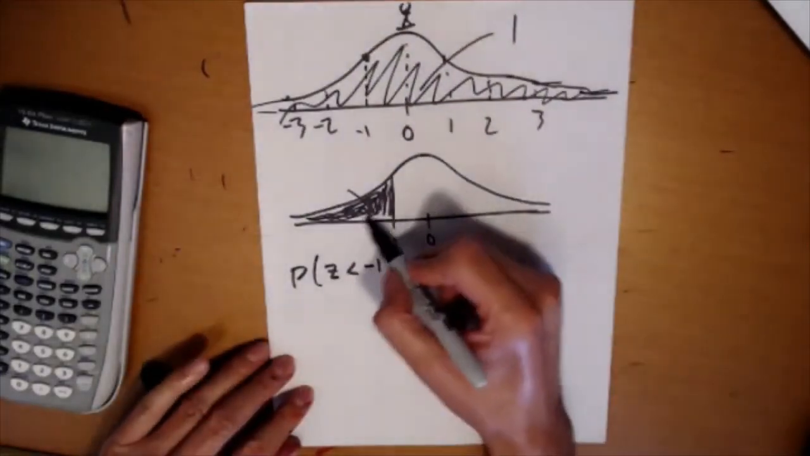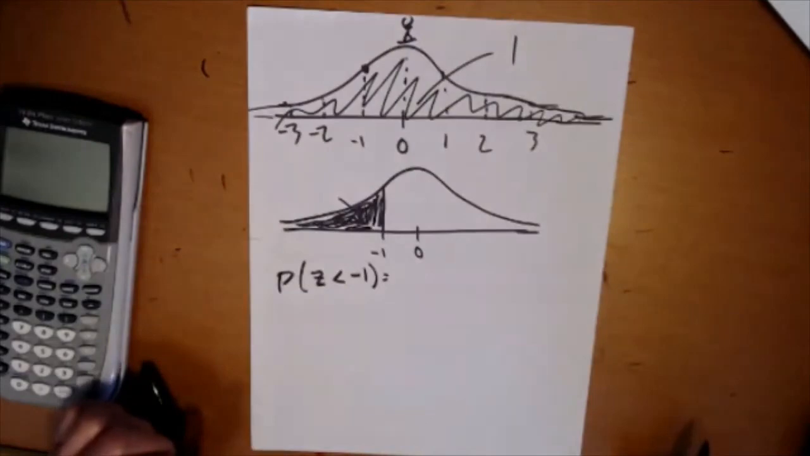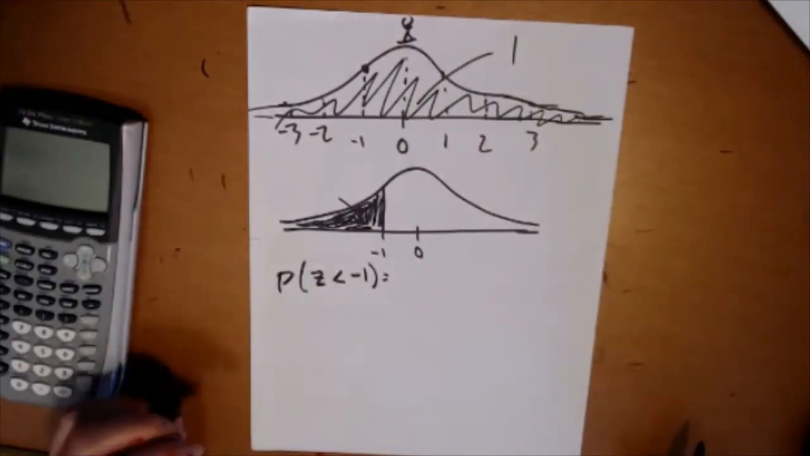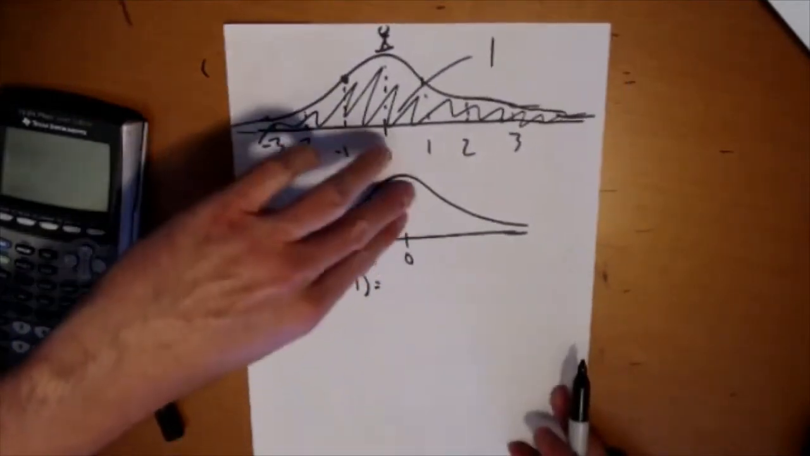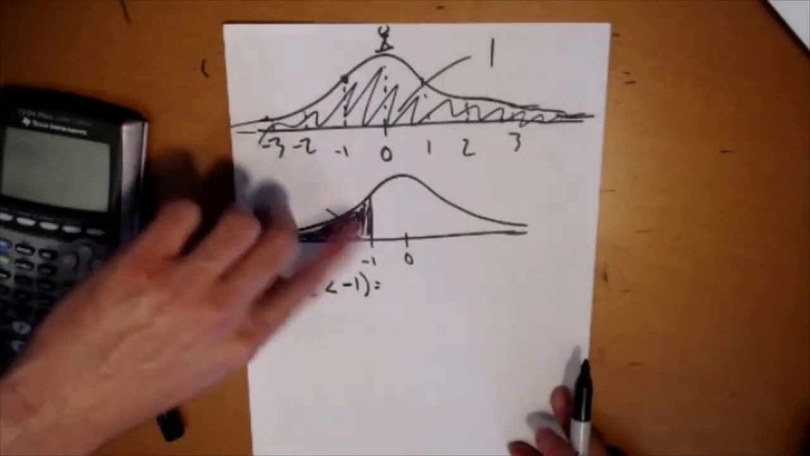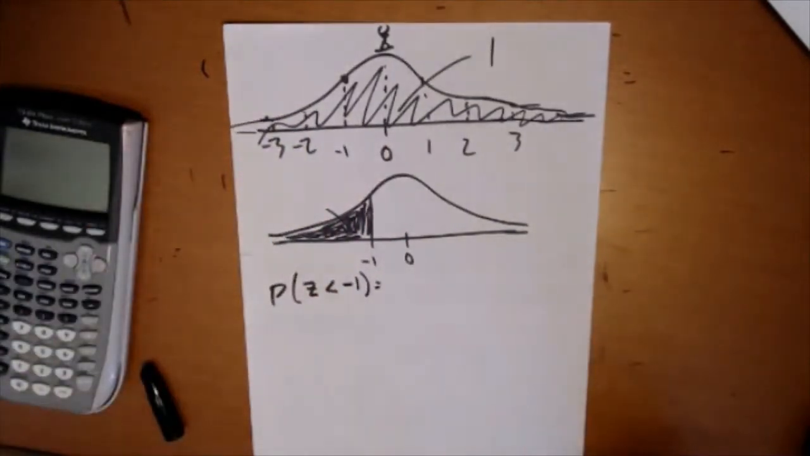So I don't know what the answer is yet, but I know it has to be less than 1. I know it has to be less than 0.5, right? Because if I were to shade half the bell curve, that would be 0.5, and this is less than it. So my answer better be less than 0.5.